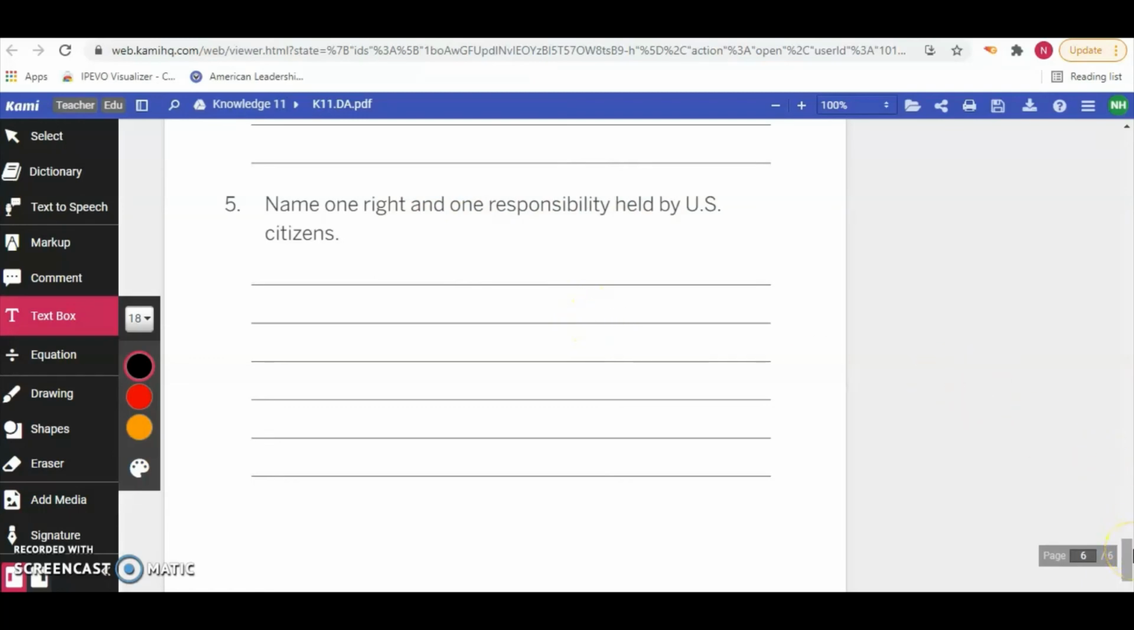When you are finished with those questions, my friends, go ahead and turn that one in, and you will be completely done with Knowledge 11, our immigration domain.